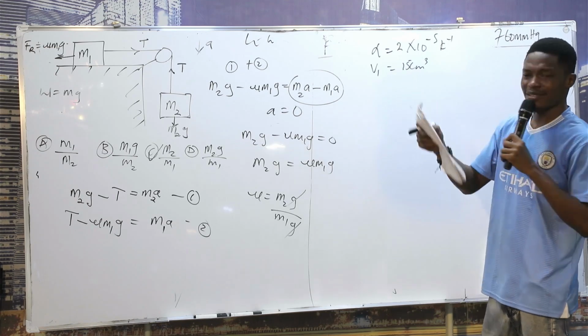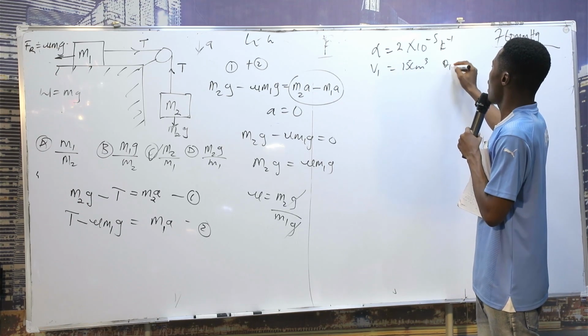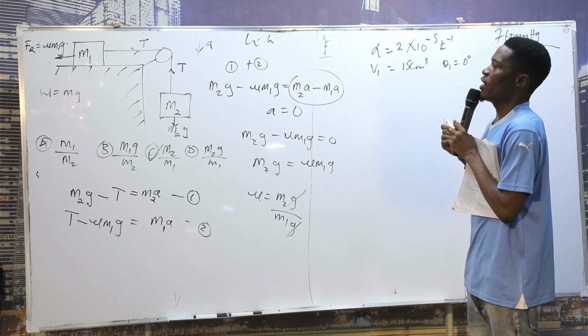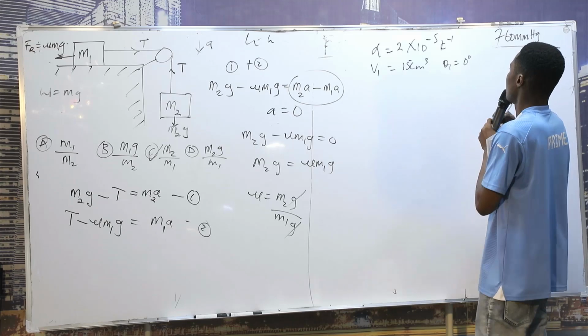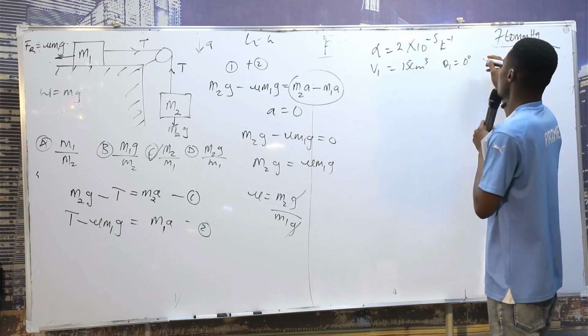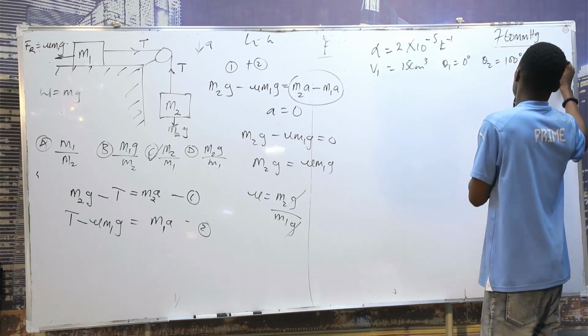At what temperature is that, please? At 0, okay? So theta 1 is 0 degrees. What is the next thing? What is the volume at 100 degrees here? So theta 2 is 100 degrees C, and we are looking for V2.